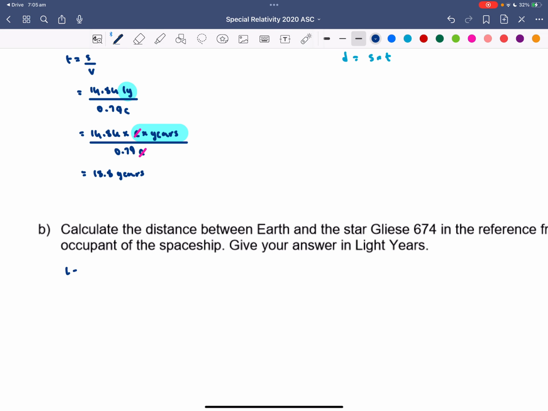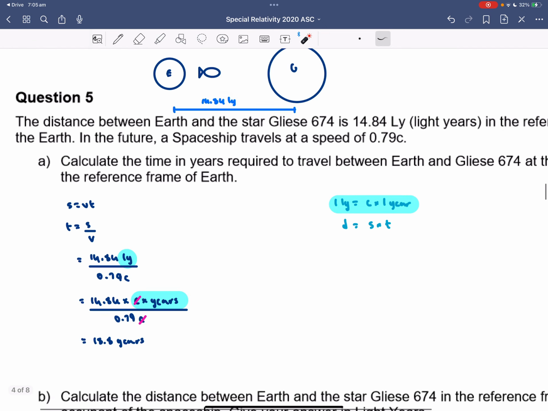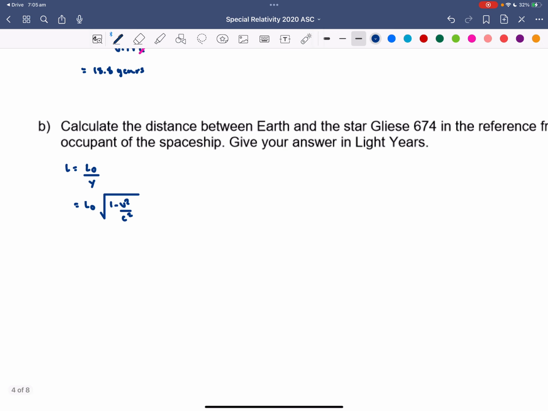The formula for length contraction is L0 divided by Lorentz, which pretty much is L0 times root 1 take v squared on c squared. For this one, I will ask myself what's contracted, what's proper. So obviously, the proper length is 14.84 light years. The spacecraft is measuring a contracted length. So for L0, we can just keep everything in light years. We don't need to convert it into meters.